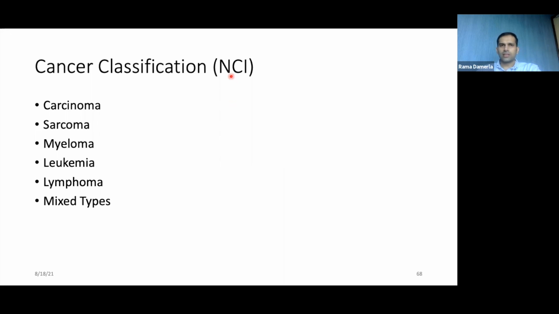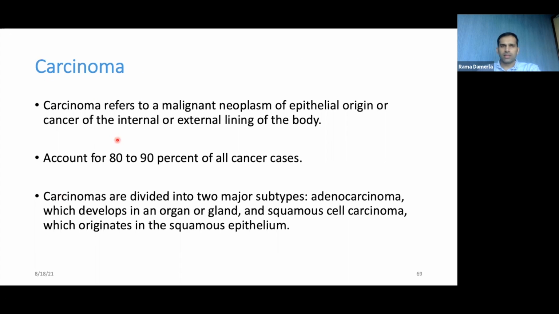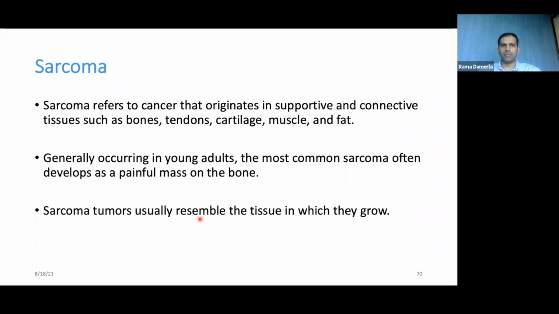According to the National Cancer Institute of the National Institutes of Health, United States, cancer is classified into carcinomas, sarcomas, myeloma, leukemia, lymphomas, and the mixed type. Carcinomas basically refer to malignant neoplasms of epithelial origin. These are cancers of the internal or external lining of the body, and they account for 80 to 90% of all cancer types. Carcinomas can be divided into two major types. One is adenocarcinoma, which develops in an organ or a gland. And then there is squamous cell carcinoma, which originates in the squamous epithelium.